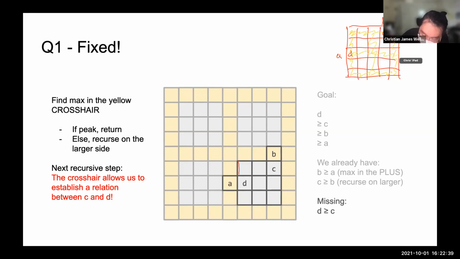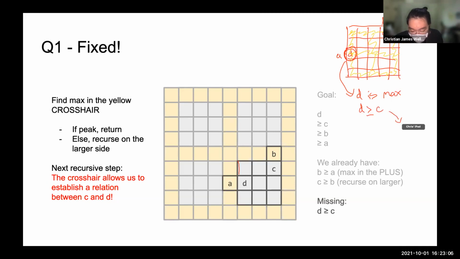Is the yellow region here, right? In the recursive call, in the smaller submatrix, we find the maximum in this yellow crosshair. And we say that, oh, I found D as the maximum. D is max. And that implies that because D is the maximum in this crosshair, D is also larger than or equal to C, because C was also inside the crosshair.